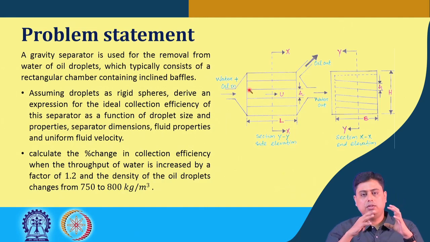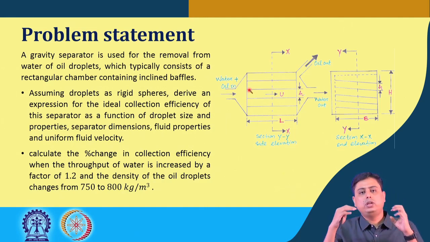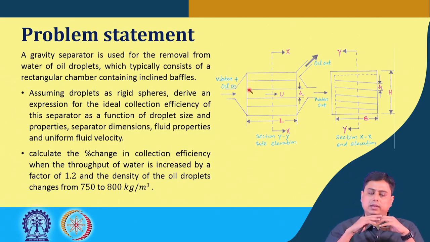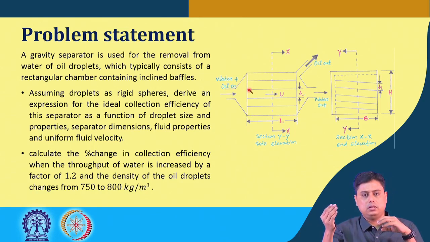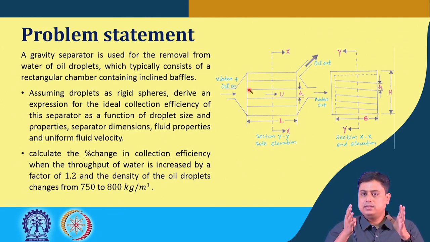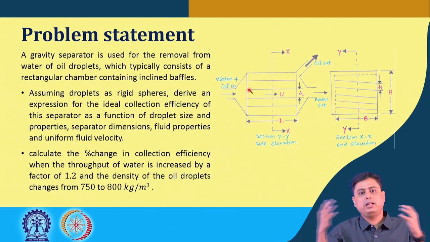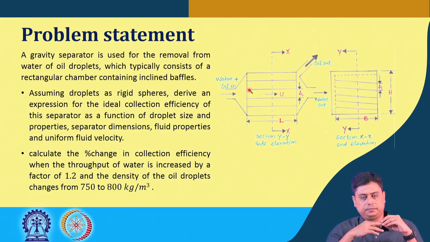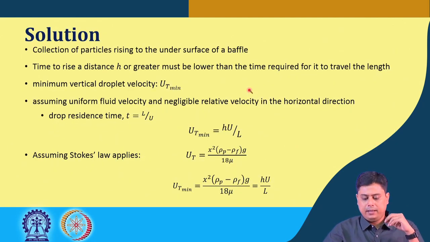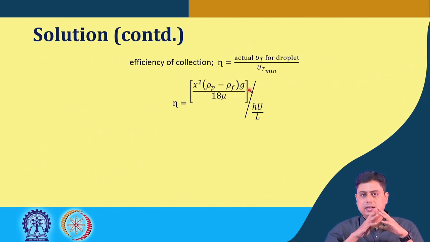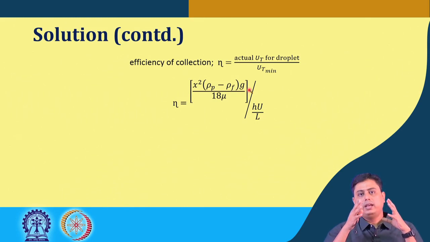If out of all 100 droplets, 25 droplets have this minimum terminal velocity, those 25 droplets will be collected. So, the collection efficiency will be 25%. For the ideal case, this is the scenario, and if all 100 particles are collected, the collection efficiency will be 100%. This means the collection efficiency is basically the actual terminal velocity of the droplet divided by the minimum requirement.